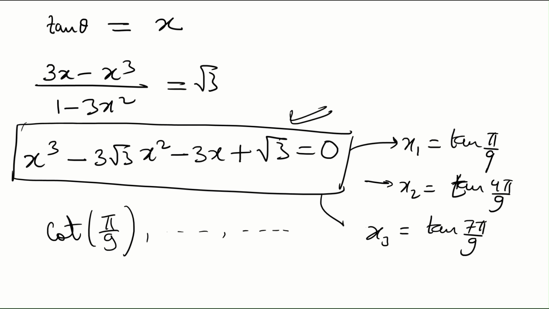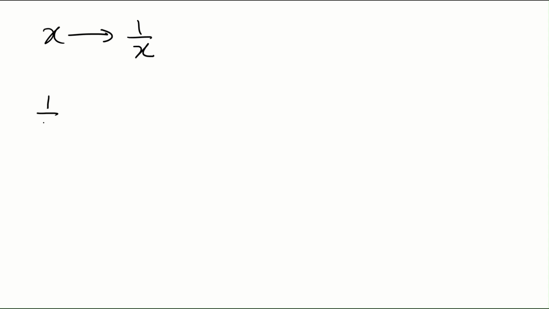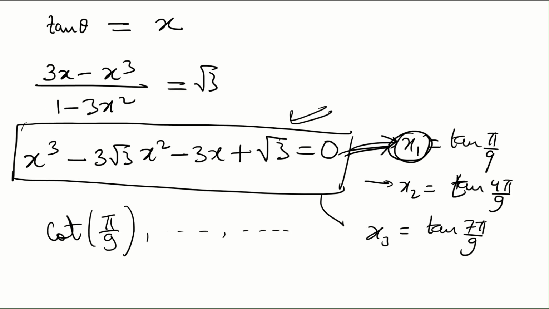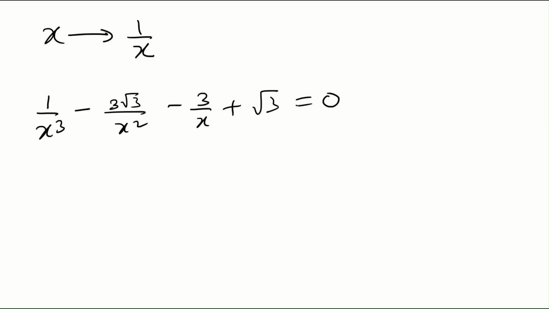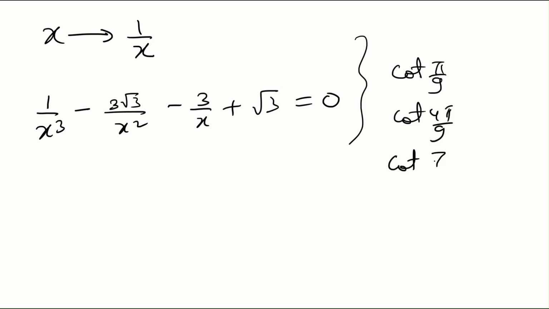Because if we substitute x by 1 by x, the roots of the equation will also become the multiplicative inverses of the original roots. So I'm trying to say that if we do this, 1 over x cubed minus 3 root 3 over x squared minus 3 over x plus the last term, square root of 3. For this cubic looking equation, the roots are going to be cot pi by 9, cot 4 pi by 9, and cot 7 pi by 9. And I think now you got the idea what we are going to do here.